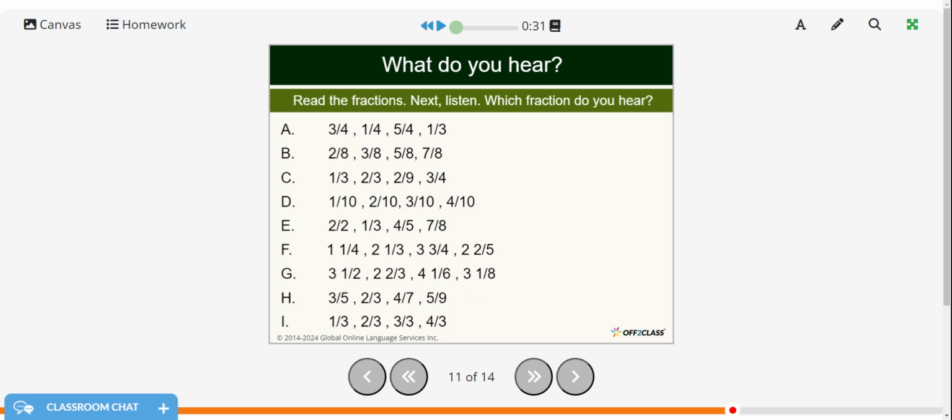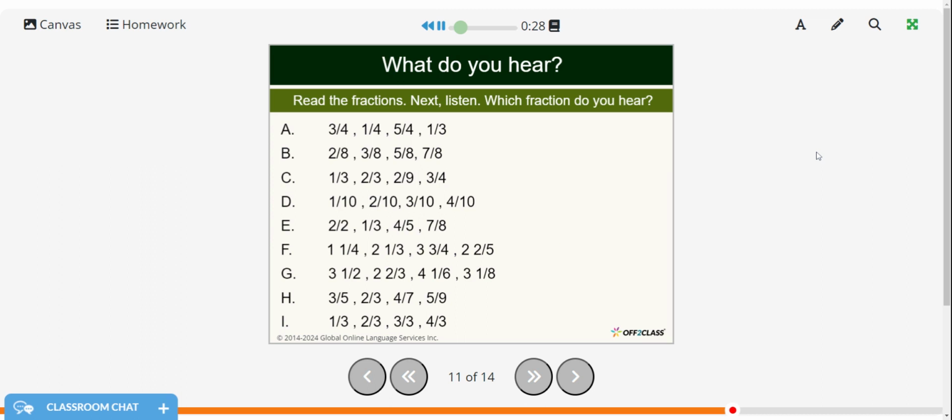3/5, 2/3, 4/7, 5/9, 1/3, 2/3, 3/3, 4/3. Now I'm going to have you listen, and we'll circle or write down the fraction that you hear.